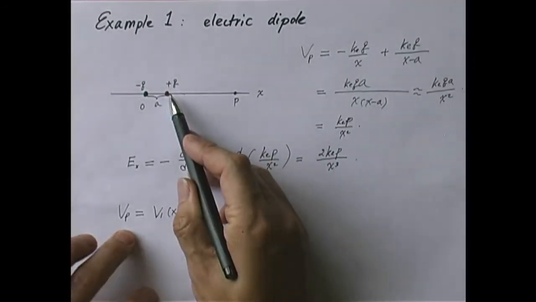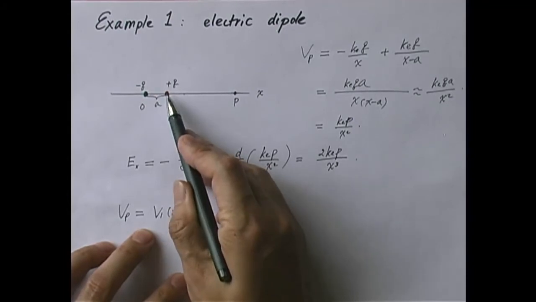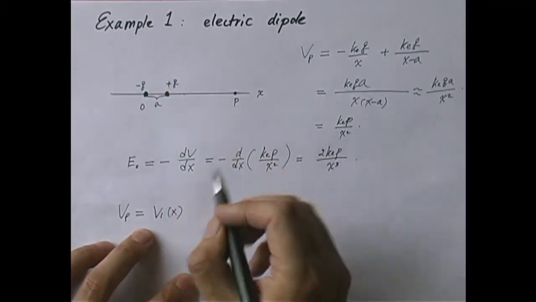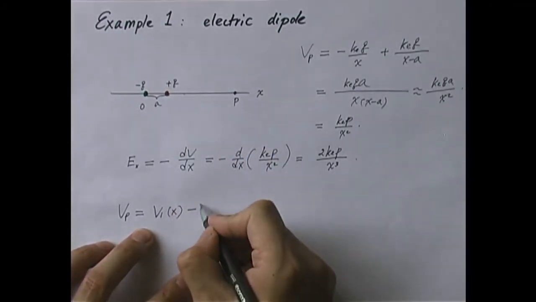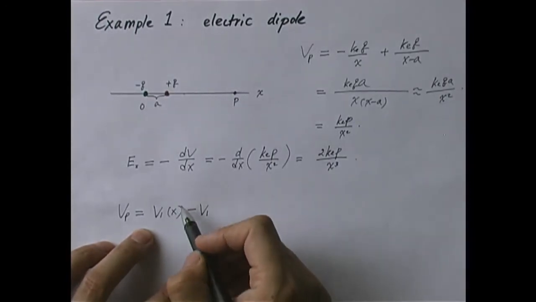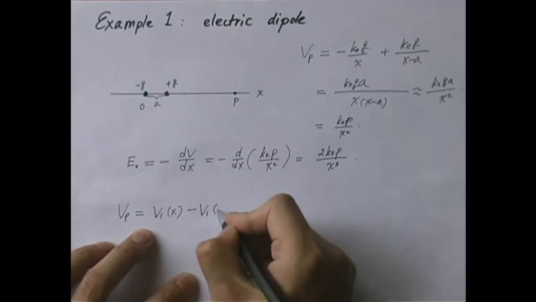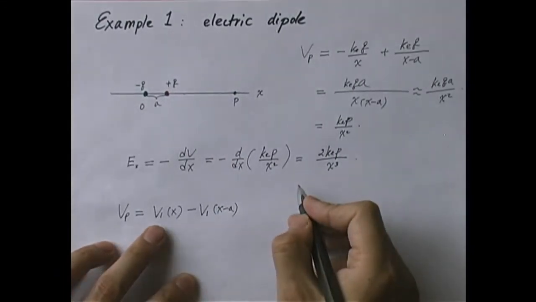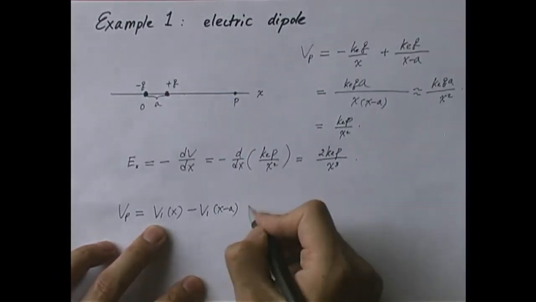Well, first of all, the second one is opposite to the first one because it carries an opposite sign of charge, so it's opposite v1. And the second difference is instead of x, I have x minus a because the distance is now shorter. So x minus a, right? And then expand the second term.